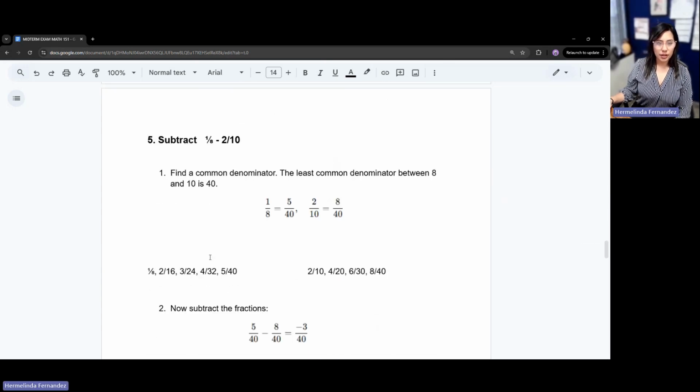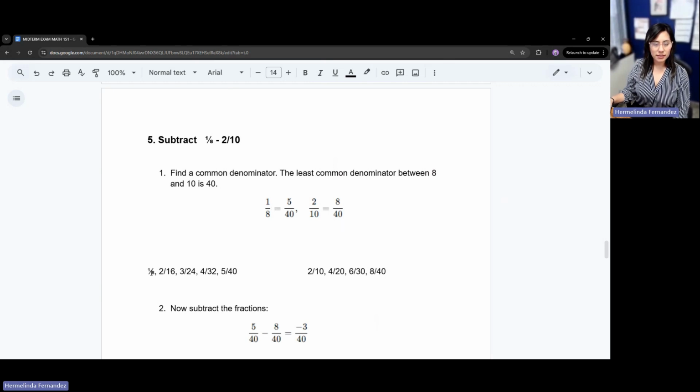Subtracting fractions, okay? So what you will do with the fractions, you have to find the common denominator. So the least common denominator between 8 and 10 is 40. So 1/8 equals 5/40 and 2/10 equals 8/40. That's the common denominator for each of those.